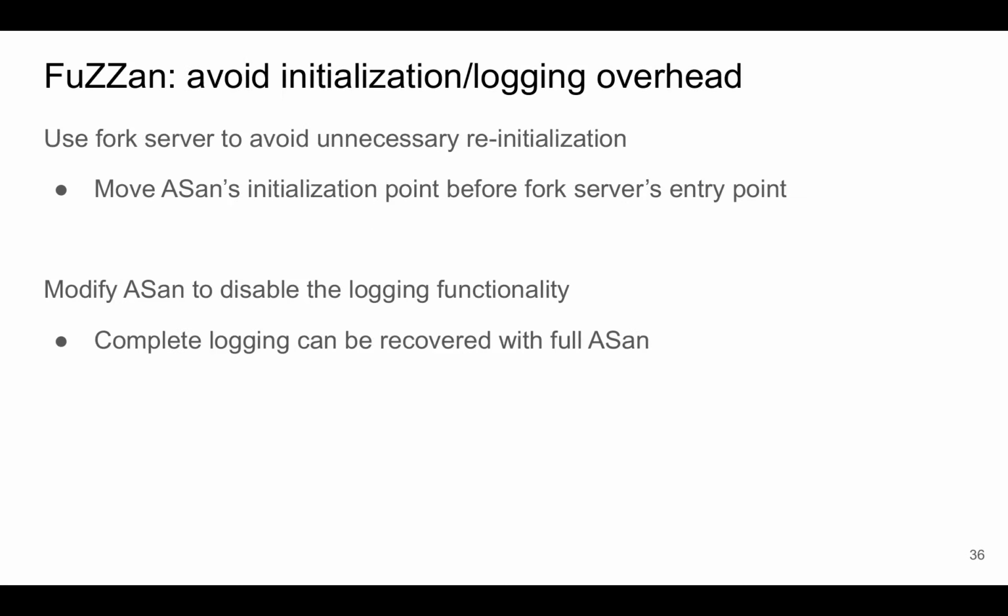One of the optimizations that I mentioned is we avoid the initialization or logging overhead. So use a fork server at a particular placed location right after ASAN has initialized. So we can keep track. We can use shadow copies and copy on write whenever data structures are being moved. So ASAN's initialization point is moved up to right before the fork server starts. So we can actually make sure that we can recoup this cost and are only paying the initialization overhead for address sanitizer once and not every time we run the program. And then we disabled all kinds of logging in ASAN because we're only interested in crash or not crash.